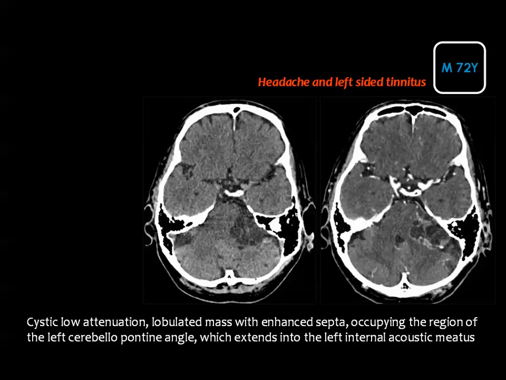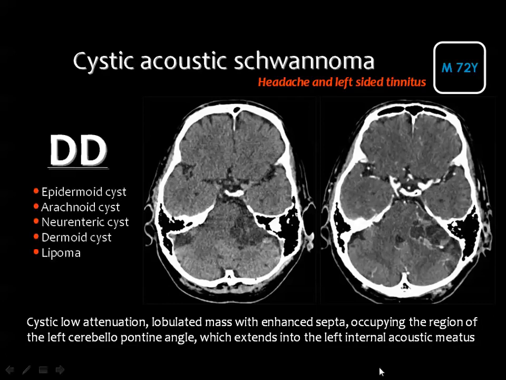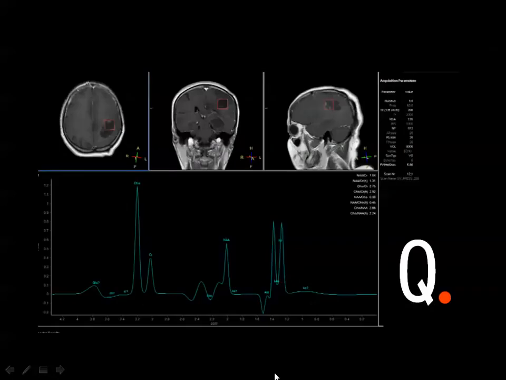Then, if you see a marginally enhancing cystic lesion at the cerebellopontine angle, consider cystic schwannoma. Okay, this is not an epidermoid cyst because the epidermoid cyst and the arachnoid cyst do not enhance, and this is not the site of neuroenteric cyst. Dermoid cyst contains fat, lipoma contains fat, all cannot fit for this diagnosis. Okay, we can move from this one because we do not yet have the lecture of spectroscopy.